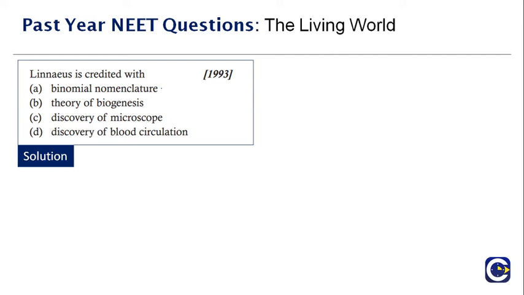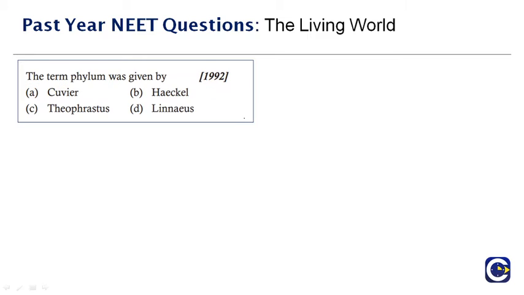The main reason for using binomial nomenclature is that it is universal. Everybody follows this system, and since it is universal, everybody has a common idea about the scientific names. So the correct answer to this question is binomial nomenclature, option A. Now let's move on to the next question.